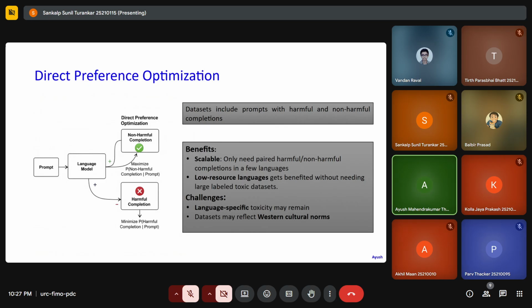Challenges are language specific toxicity may remain in, it may have Western culture spice.